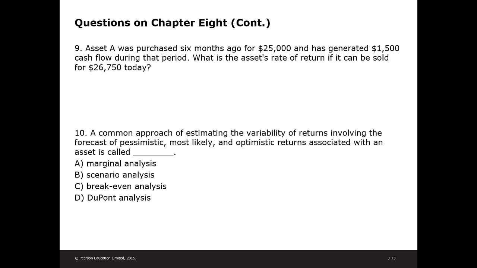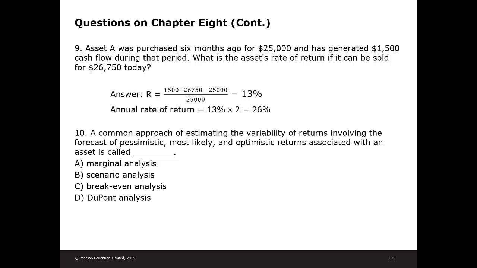Next question. Asset A was purchased 6 months ago for $25,000 and has generated 1,500 cash flow during the period. What is the asset's rate of return if it can be sold today for 26,750? So here we are again calculating the rate of return, but here the period is only 6 months, and the rate of return is an annual return. Always it's an annual return.